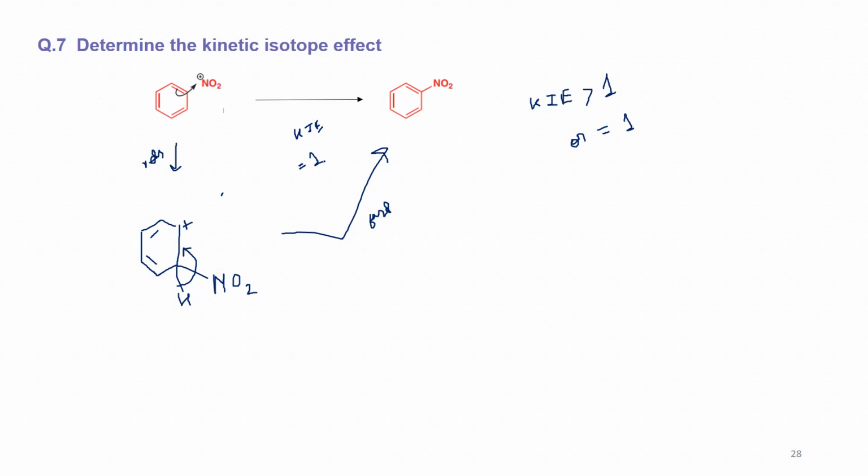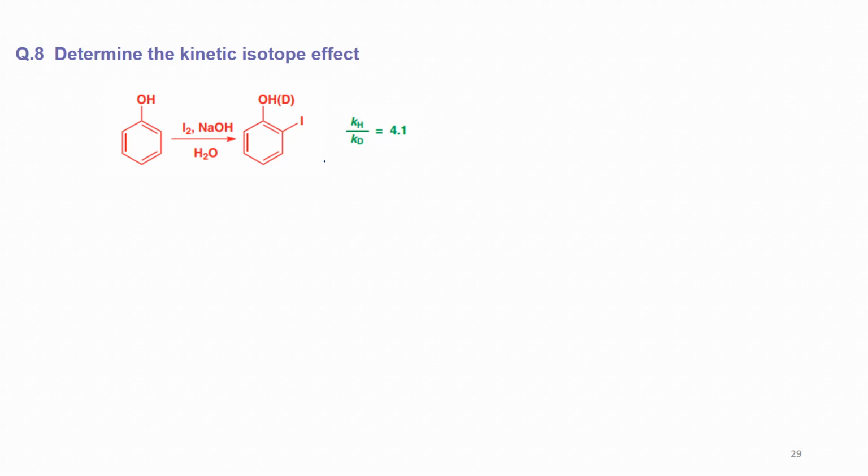Okay, I think it was easy. You just have to know the mechanism of the reaction, then you can determine the kinetic isotope effect. If the hydrogen atom is getting broken at the rate determining step, then you can clearly mark that it will be greater than 1. Now they have given the value, and it is already greater than 1. From that you can get an idea that the hydrogen atom will get broken at the rate determining step.